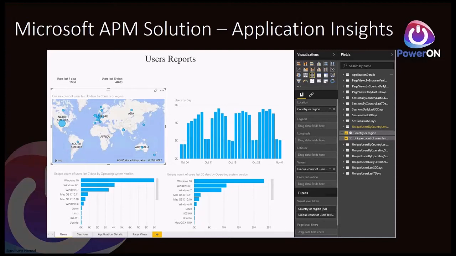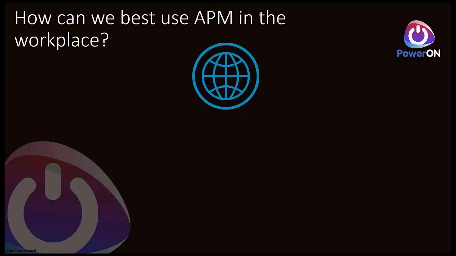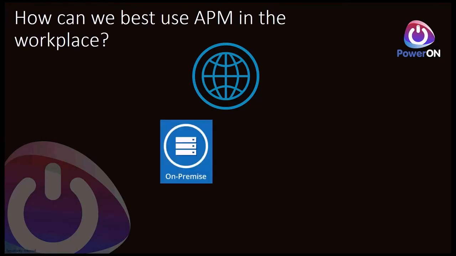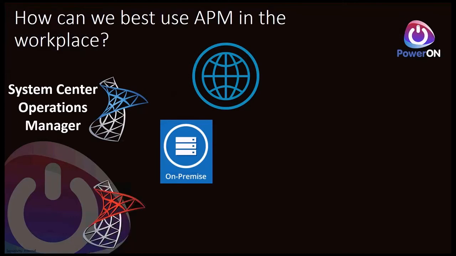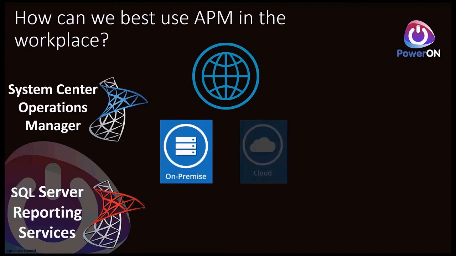So how do we best use APM in the workplace? We've got our web resource, lovely graphic, I know. We've got our on-premises infrastructure, which consists of Operations Manager and Reporting Services. And that's grand. Between those two, we can get all our capacity information. We can do our APM monitoring. We can get our passive monitoring, our active monitoring. We've got all the performance metrics we want. But someone says, well, I need to have it on a great big dashboard. I need to know the real-time application metrics that are happening 5 seconds ago, 10 seconds ago. So that's where we start to bring in our cloud resources.